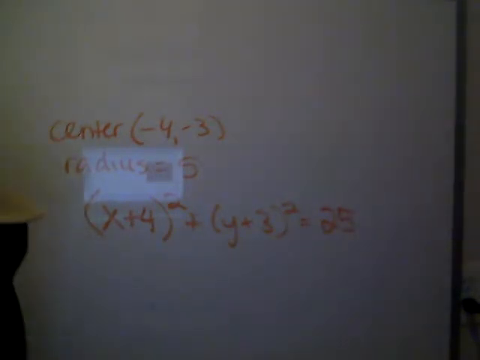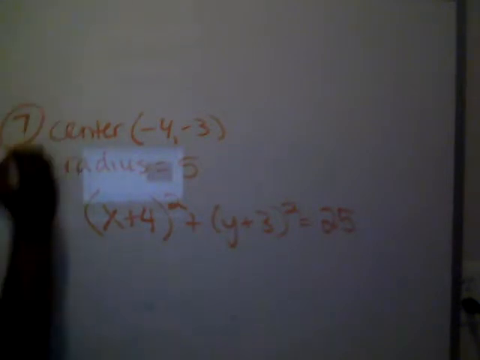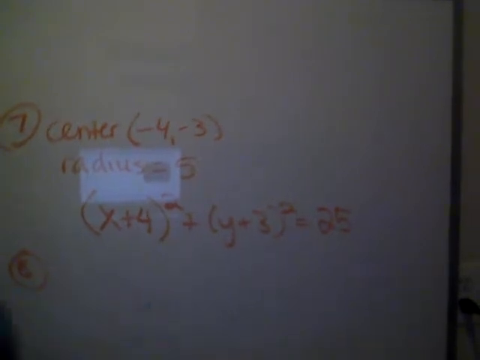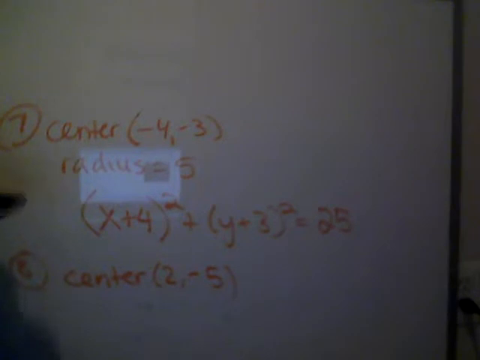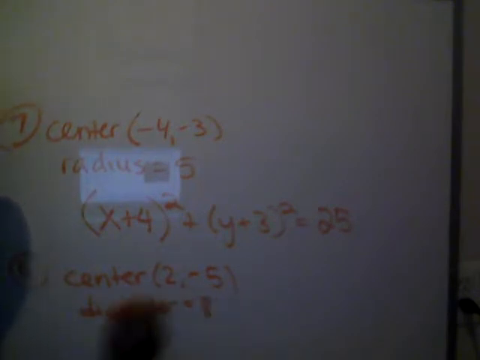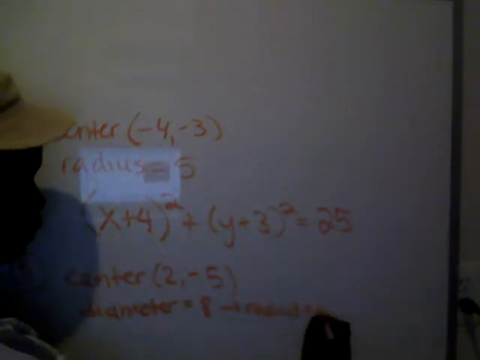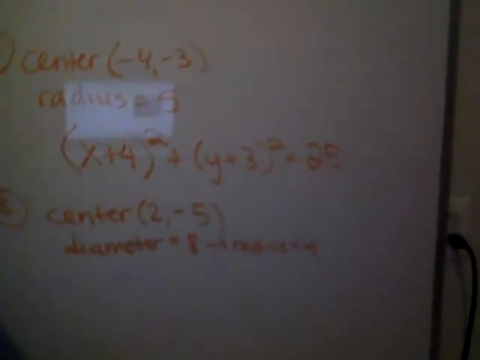So pretty simple equation. All right, for number 8, so this was number 7. For number 8, they tell us that the center is 2, negative 5, and the diameter is 8. So they try to be a little bit tricky. Be careful because we can only use the radius. So if the diameter is 8, we really want to convert that to the radius. That means the radius is 4. Okay, and that's really the more important piece that we want to use.